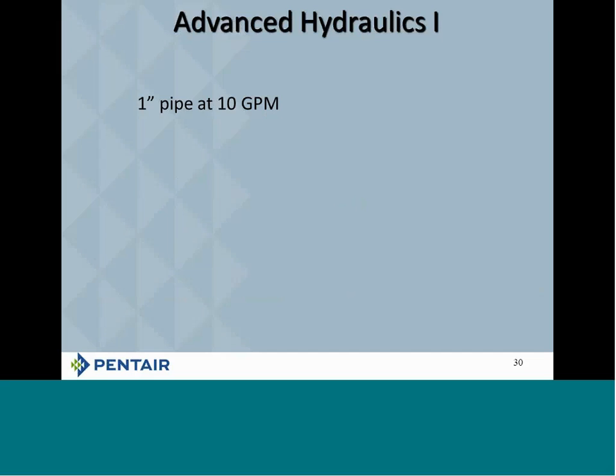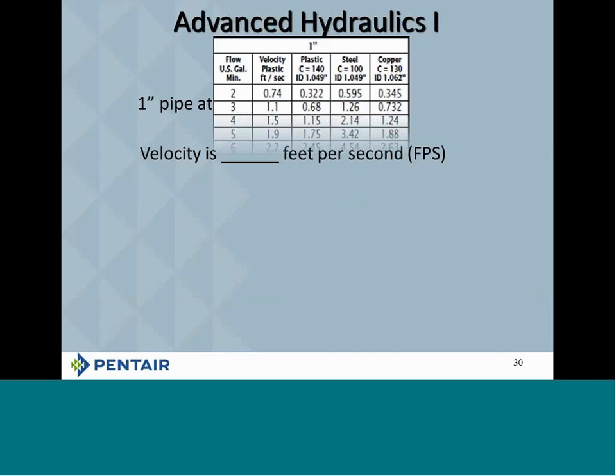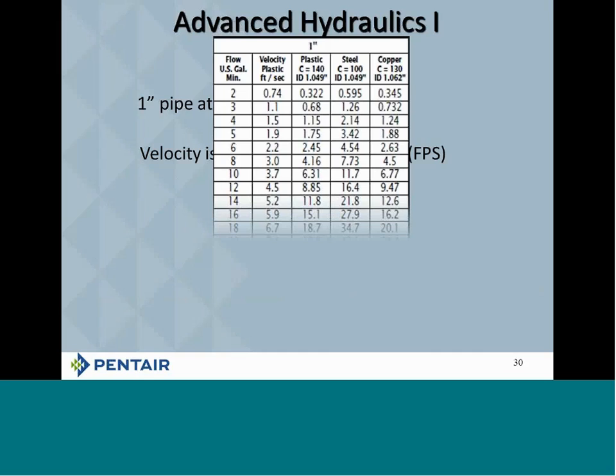Now, a simple little example that we always do in our factory schools is this. If you take 1 inch pipe and you put 10 gallons a minute through it, what is the velocity going to be in feet per second? And of course, we have you go to the back of the book. In the back of the book, you find the velocity. All right? So this is what the 1 inch pipe chart looks like.